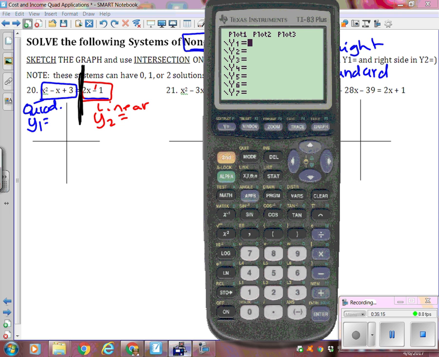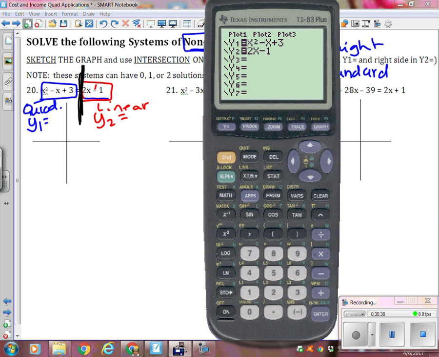Okay, so on the left, that goes in y1, x squared minus x plus 3. Do that one. Okay, what goes in y2? 2x minus 1. 2x subtract 1.